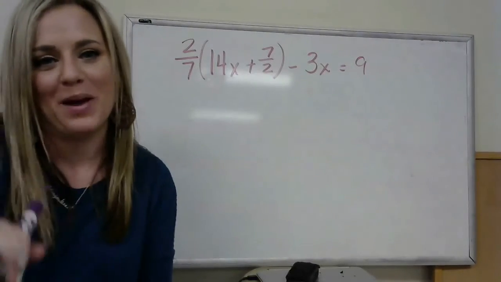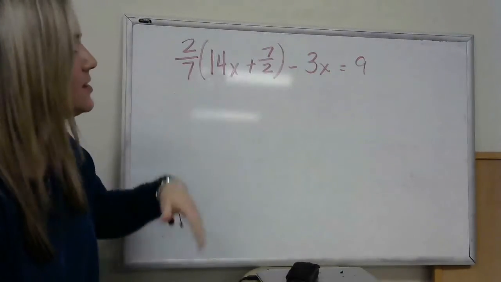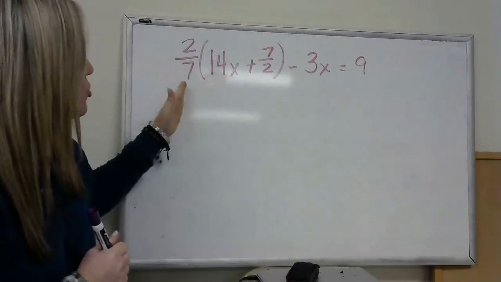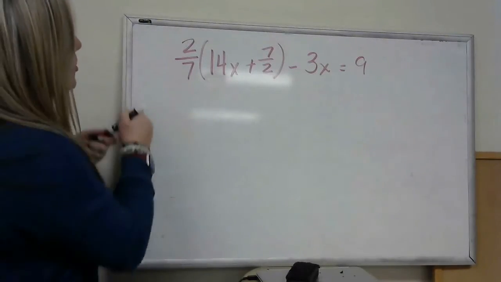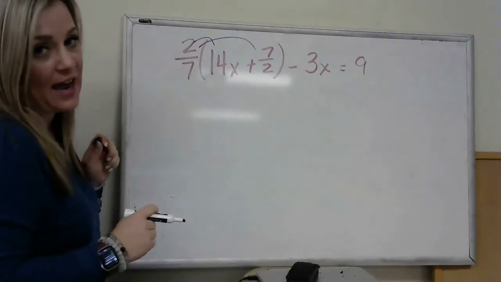All right, guys, I saved the best for last. Don't freak out. Yes, there's fractions. Not a big deal. So what we're going to do, we still have to distribute. We have a set of parentheses, and we have a number in front of it. So we're going to distribute the 2/7 to the 14x and the 7/2.